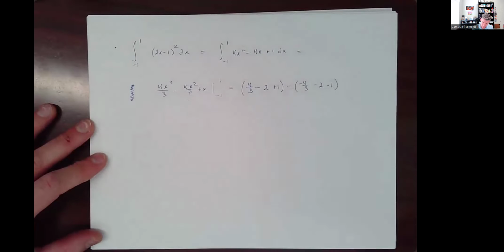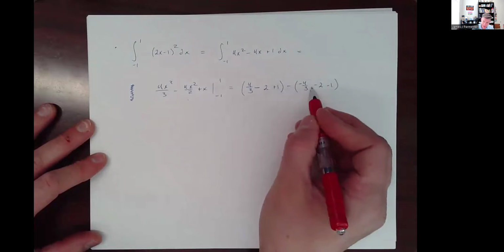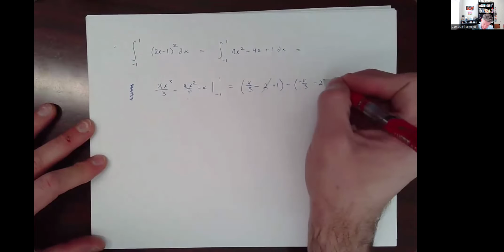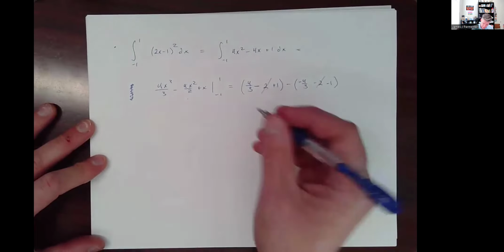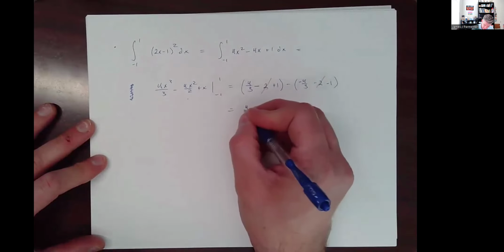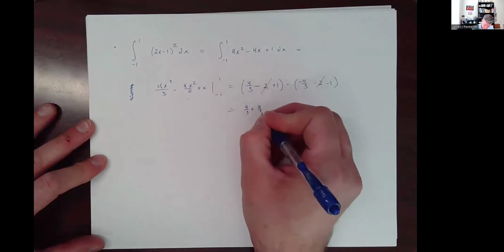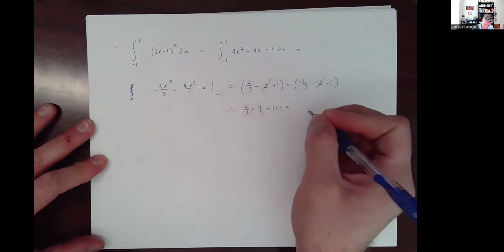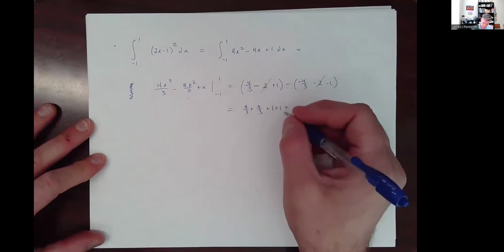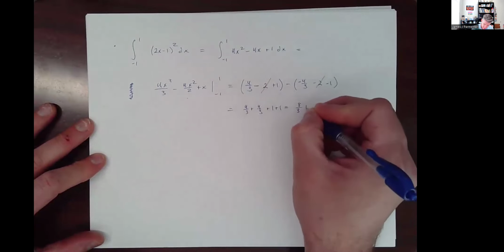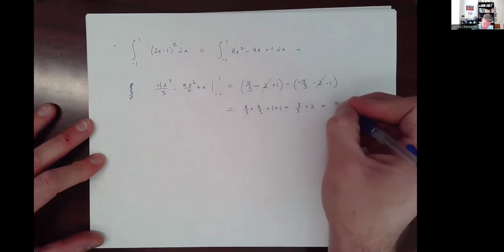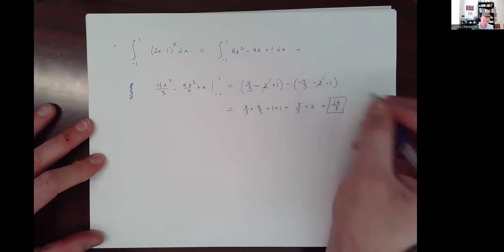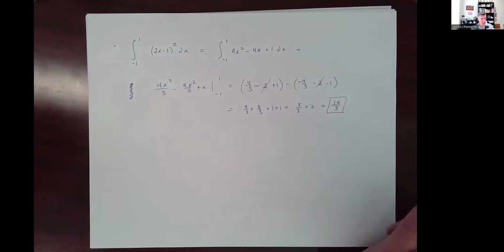Notably here, the -2 and the +2 are going to end up canceling out. So we're going to end up getting 4/3 plus 4/3 and 1 plus 1. That's going to be 8/3 plus 2. 8/3 plus 6/3 is 14/3. Okay, let's do some harder ones.